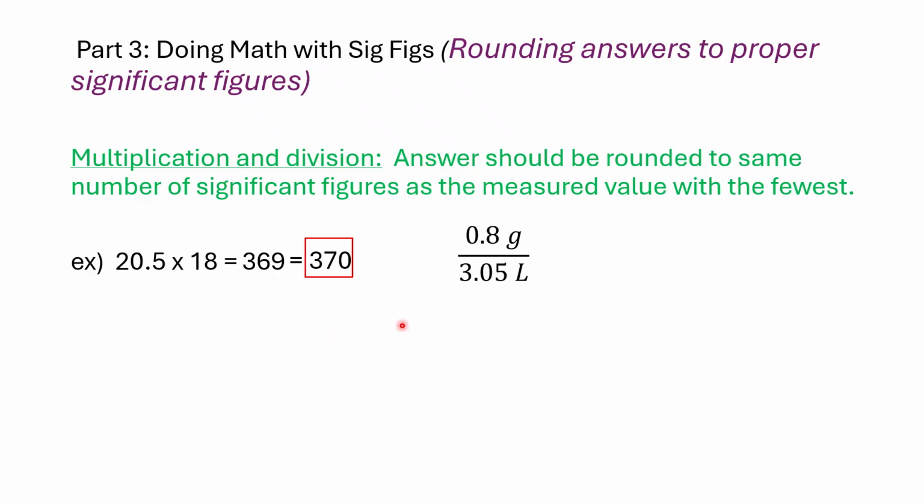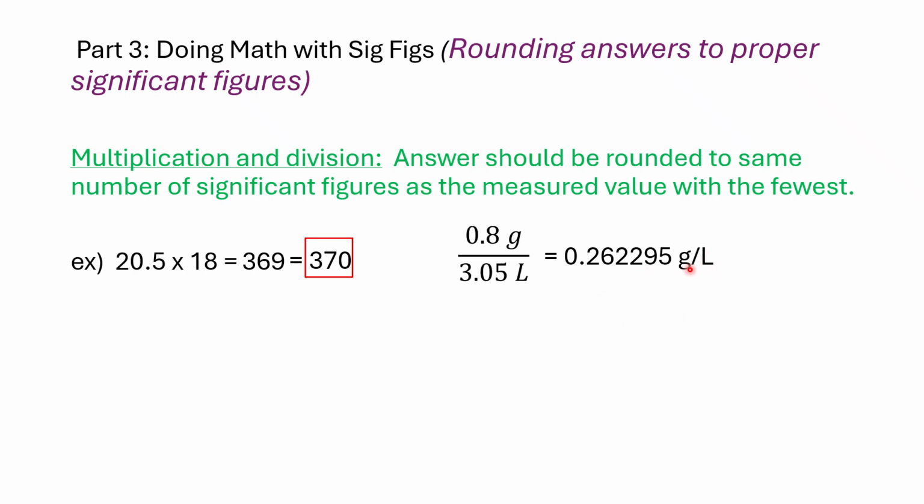Let's try another one. So this would be division. Anytime we see that fraction, we know we need to divide. So 0.8 grams divided by 3.05 liters. Sorry, we weren't dividing by grams, we're dividing by liters. If we do that division, we get a very long answer, 0.262295, and then we would just have grams over liters as our unit.